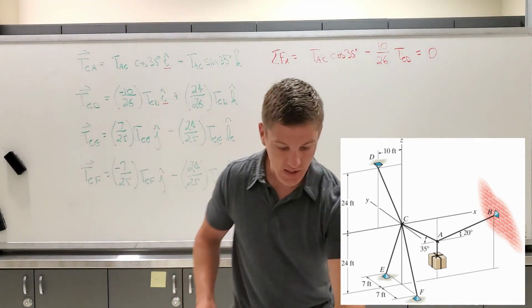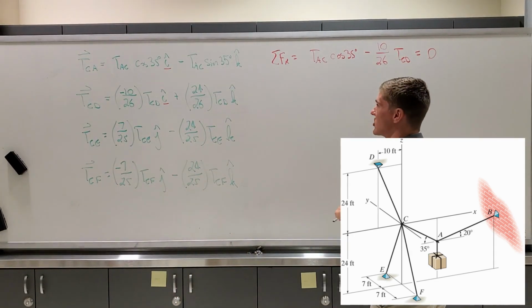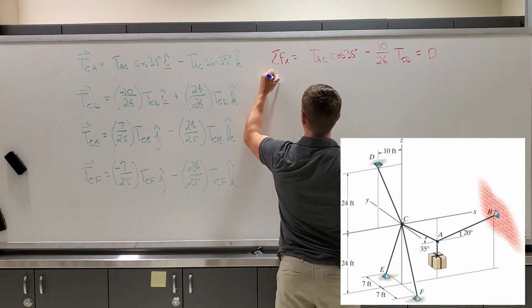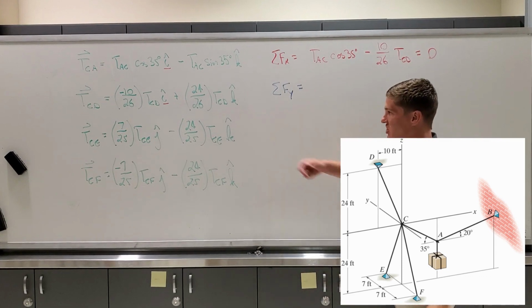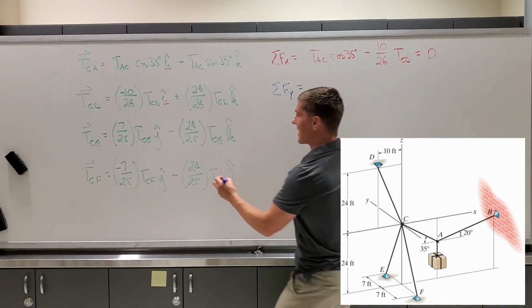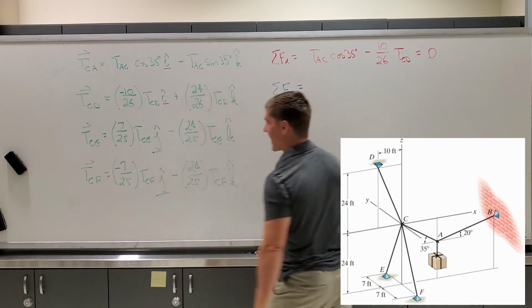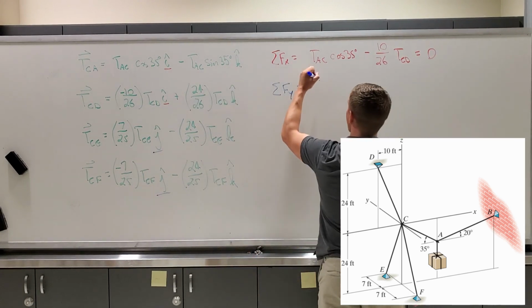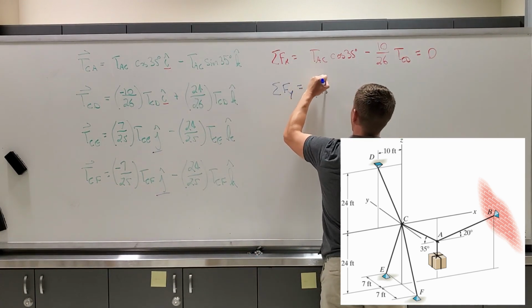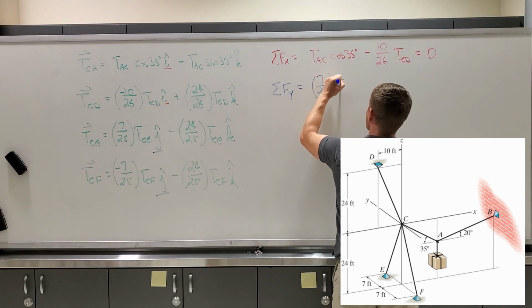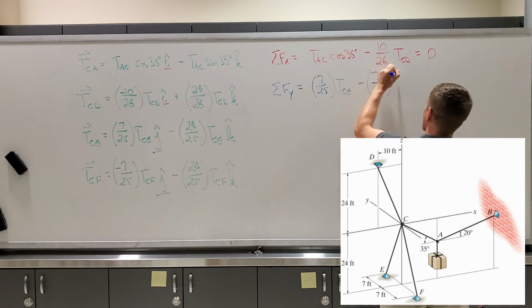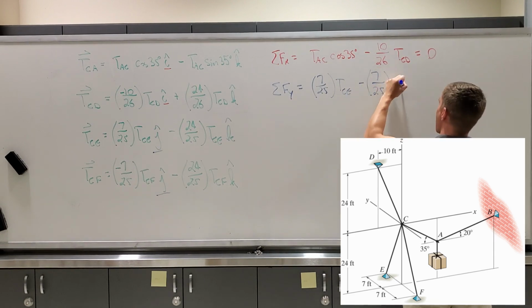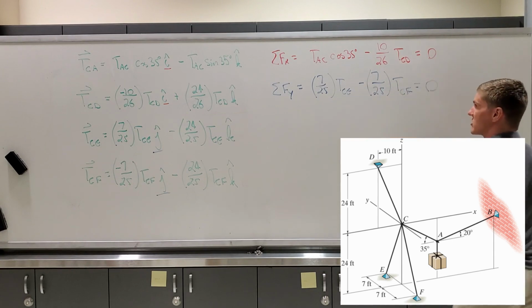Okay, next, we need to sum our forces in the y direction. So the sum of our forces in the y direction is going to be equal to, and we go back to our vector equations, looking for everything that has a j. We end up with 7 over 25 TCE minus 7 over 25 TCF is equal to 0. So there's our equation 2.